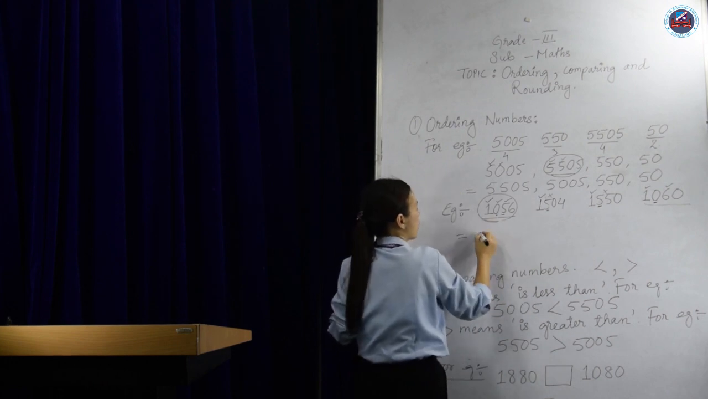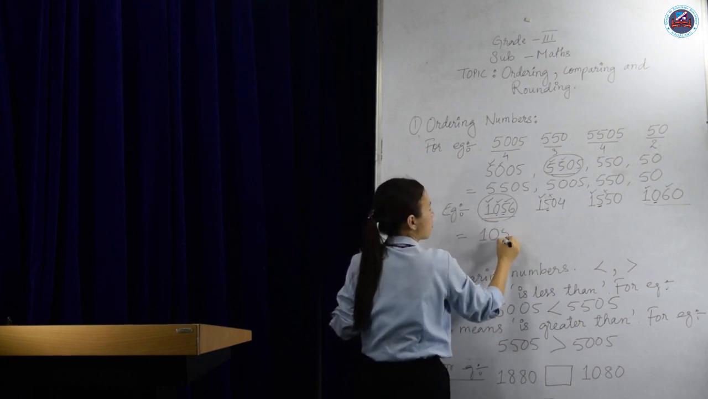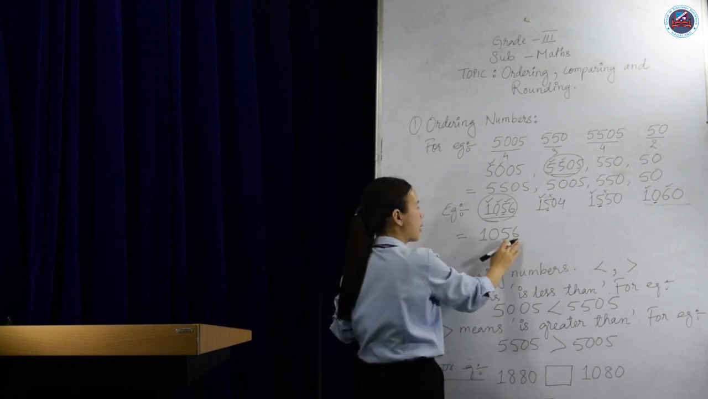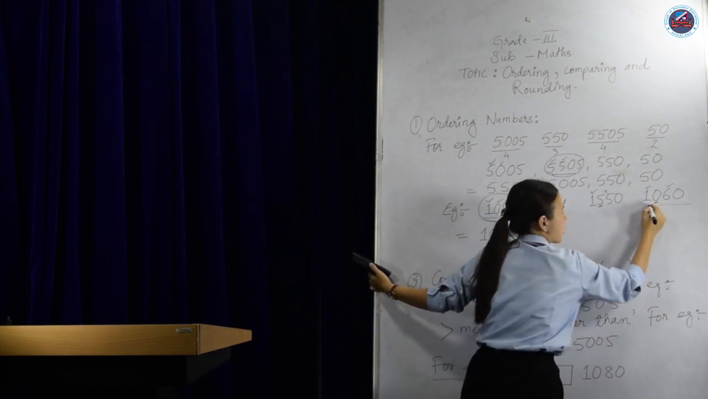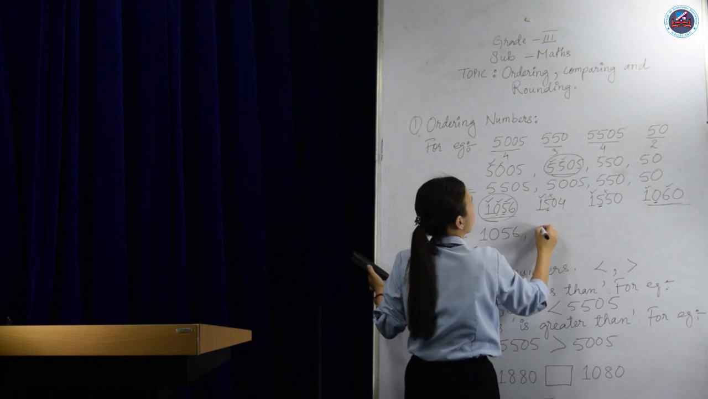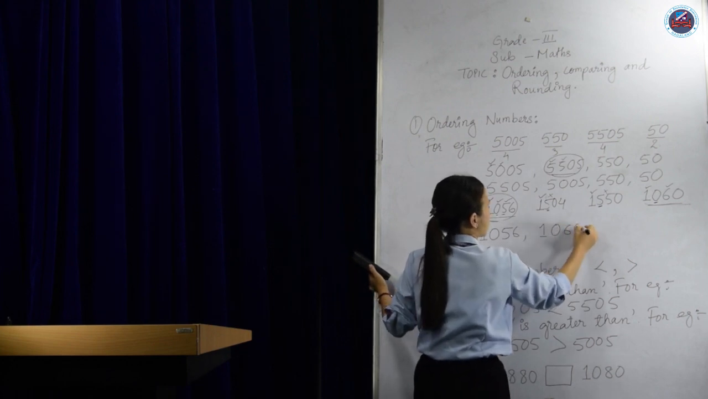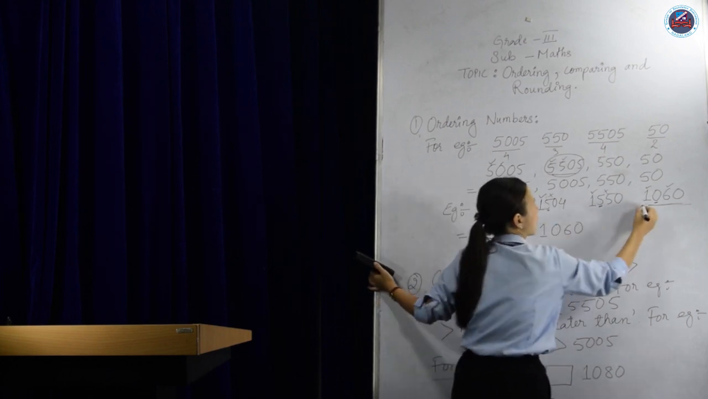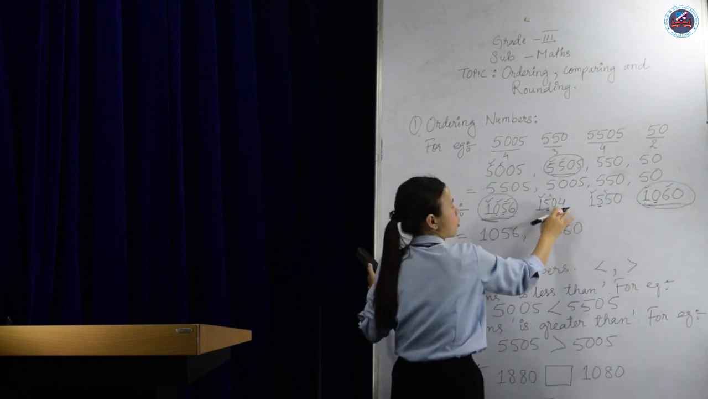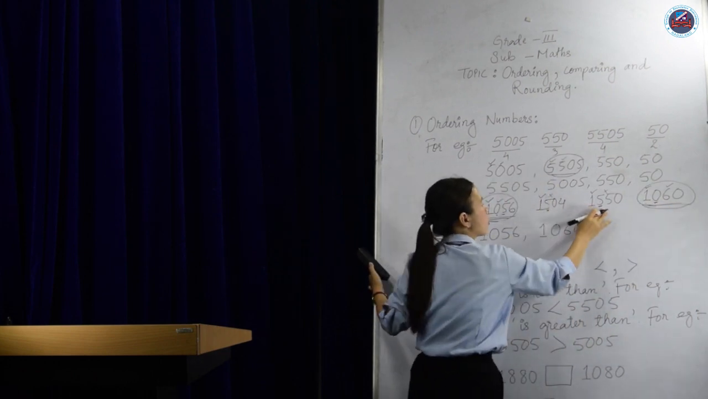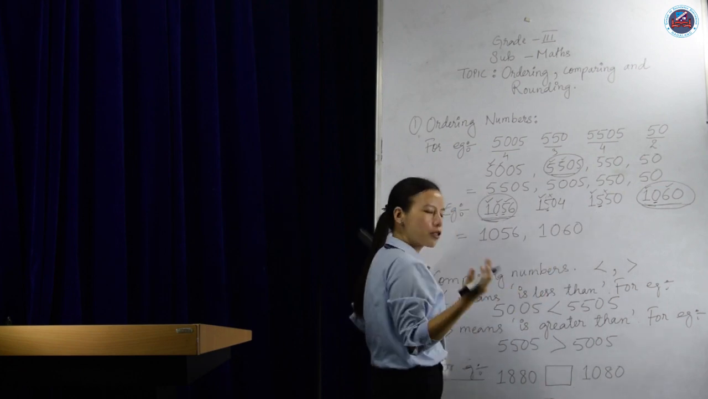So we write this number first, that is, starting from the smallest. That is 1056. And then comes this number, that is 1060. That means these two are done. Now the remaining are these two numbers. So let's compare which of these two is the smallest.